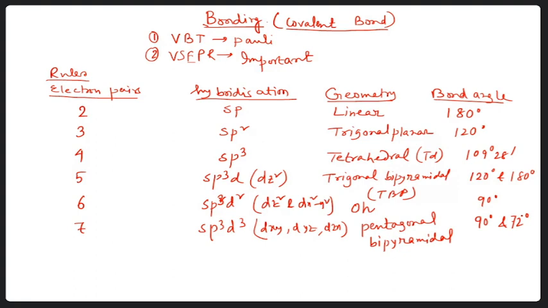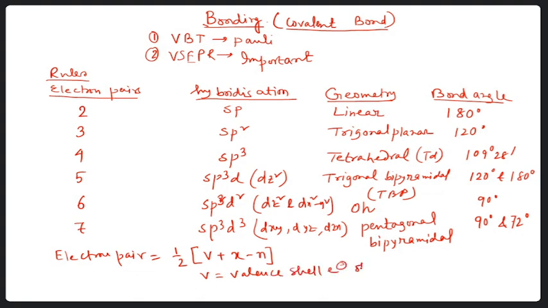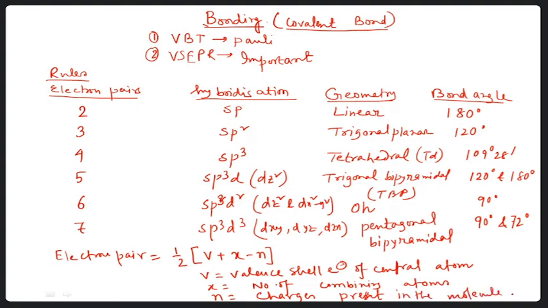Now there is a very simple, common question: if we know the electron pair, how can we calculate the electron pair? We know that total electron pair equals half into V plus X minus N, where V is the valence electrons of the central atom, X is the number of combining atoms, and N is the charge present in the molecule. So this is the theory: half into V plus X minus N.